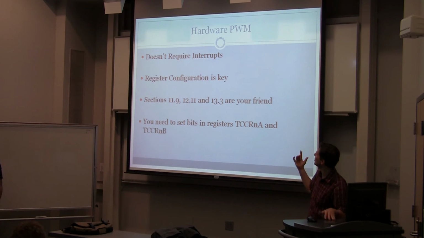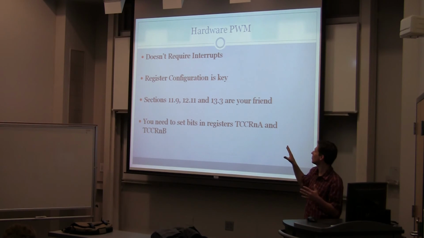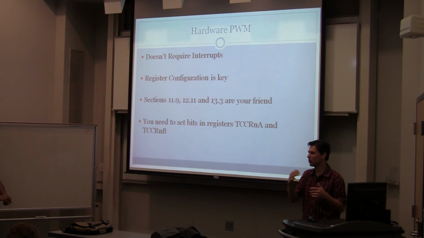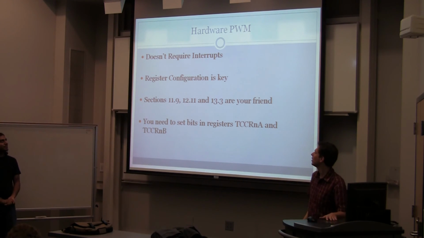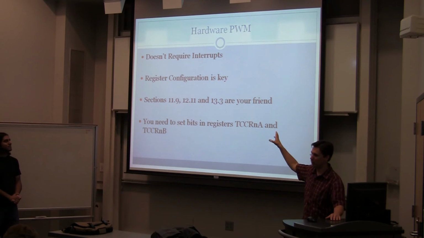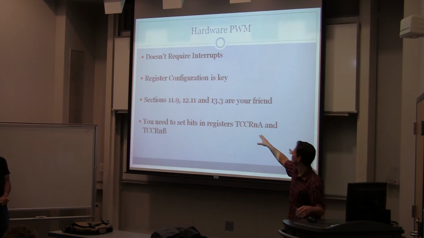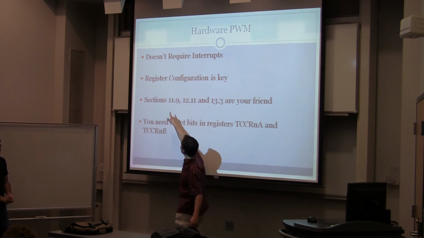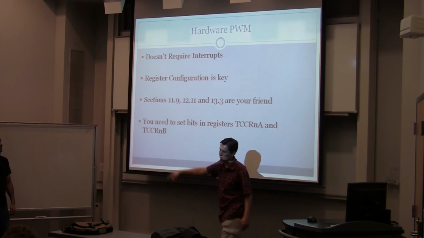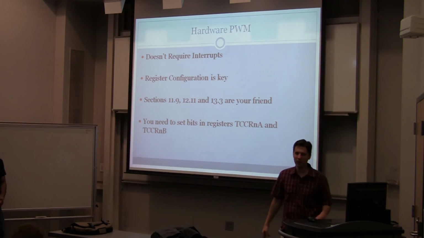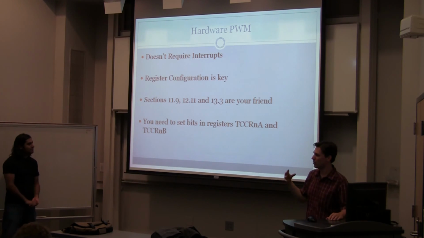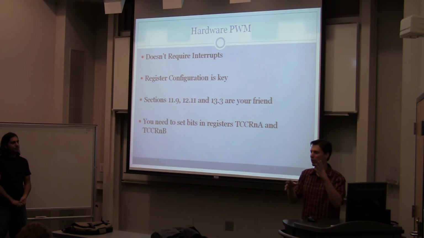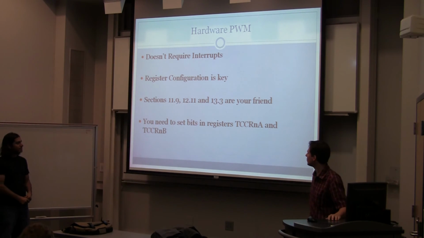So hardware PWM, to summarize: you don't need to create interrupt service routines and handle it in software. How you configure your registers is the key element. Register configuration for timer 0 is section 11.9. 12.11 is register configuration for timer 1, and 13.3 talks about the prescalers. The prescaler is, again, how much you want to divide your clock frequency by.